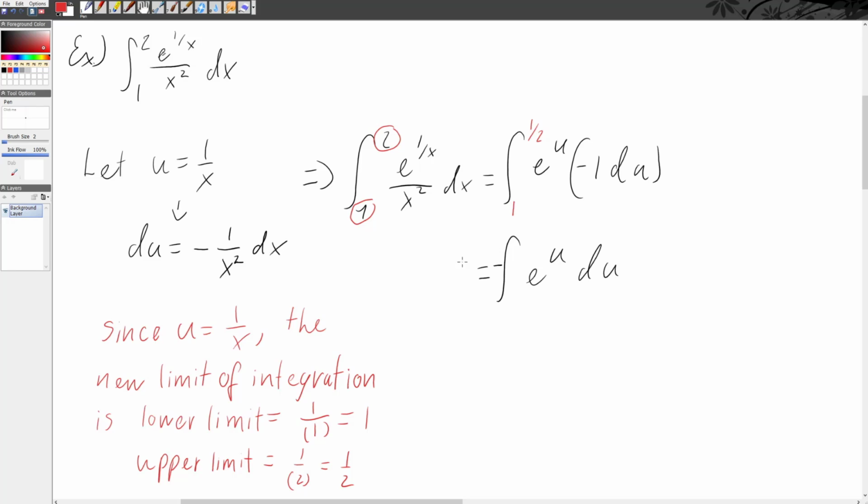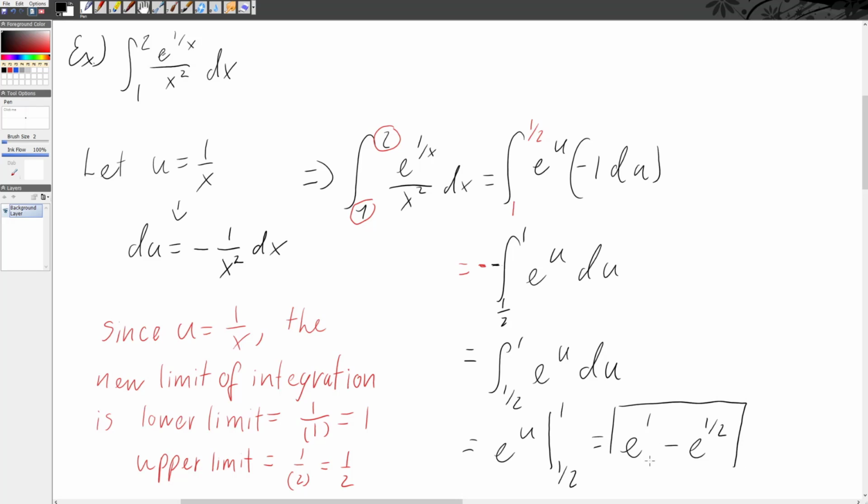which means that we can actually turn everything around and put another negative in front of this negative and switch the limits of integration. Which means now there is no more negative. It's just going to be the integral from 1/2 to 1 of e to the u du. The integral of e to the u is just e to the u. Now we evaluate it from 1/2 to 1. And so the answer is e to the 1 minus e to the 1/2.